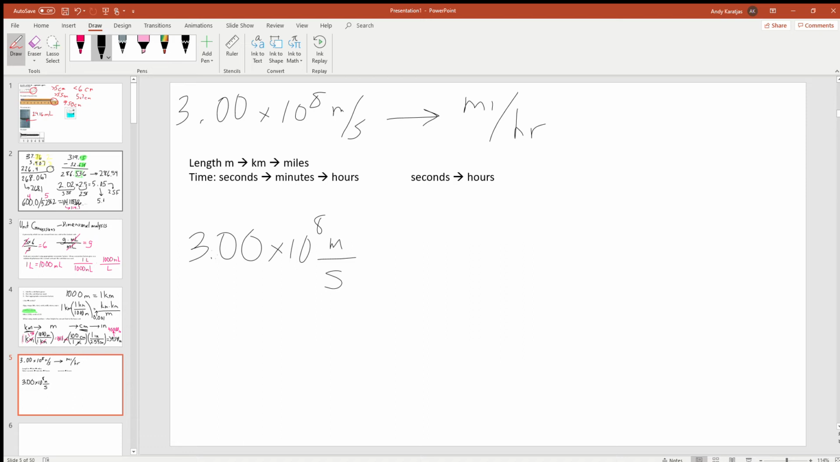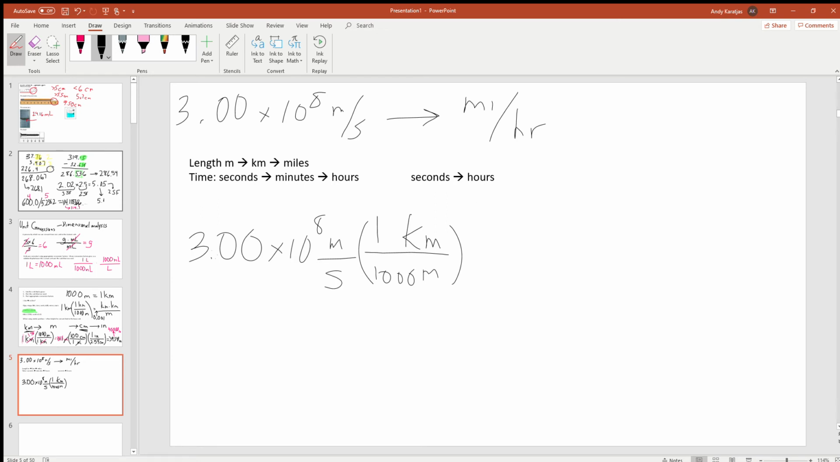So I'm going to start out with our length conversion. I'm going to go from meters to kilometers. Now that's a conversion we did previously during the last question. But here we're going the other direction. So previously we went from kilometers to meters. Now we're going the other way. So 1,000 meters goes on the bottom, and 1 kilometer goes on the top.